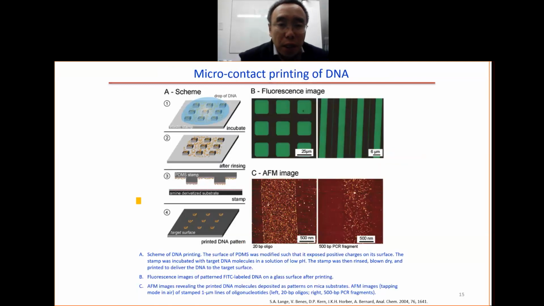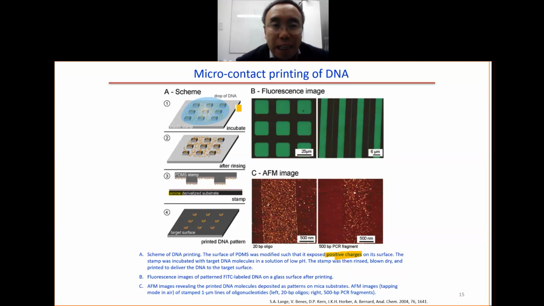This example is the patterning of the DNA using the macro contact printing. In this case, the ink is the DNA. So you put a drop of the DNA onto this PDMS stamp, so you have the stamp filled with the DNA. For the substrate, it is functionalized so that it has the positive charges. You have amine group, and this amine group gives you positive charge.